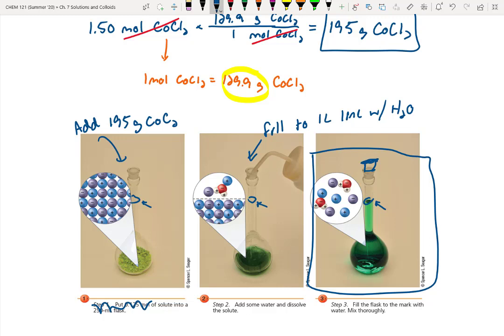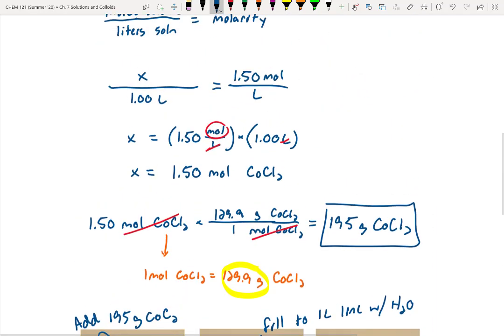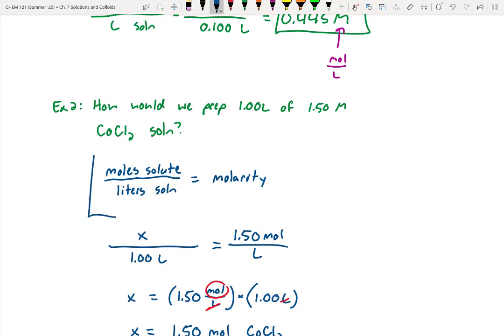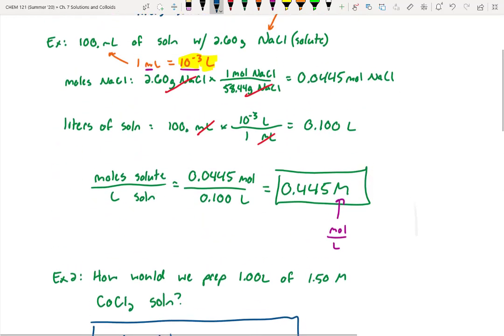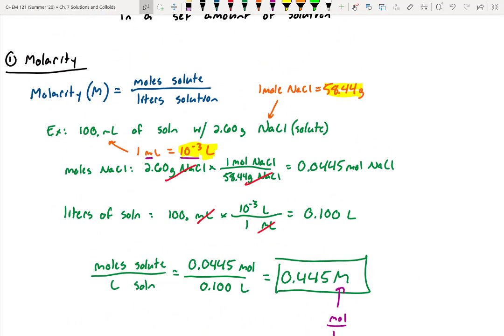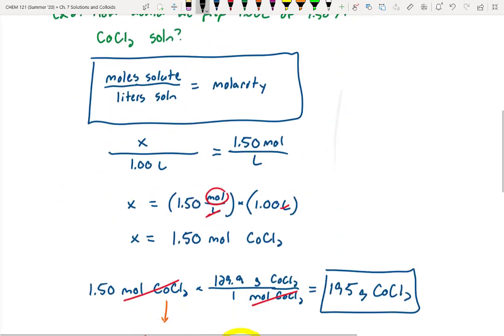There's a ton of practice problems with these. Obviously, you can do a lot of algebra with this basic equation right here. So if you're given molarity and liters, you can solve for moles. If you're given moles and molarity, you can solve for liters, things like that, just using simple basic algebra. All right, so like I said, molarity is really common in chemistry, but there's another one that also comes up a fair amount. This is just percentage.